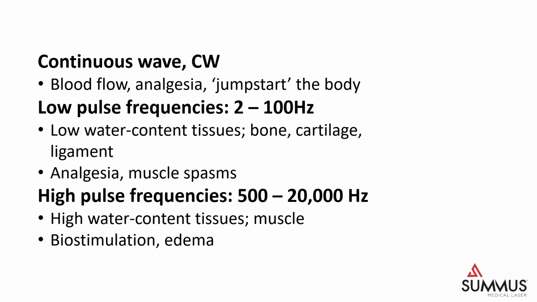To summarize those, continuous wave is best at helping to increase blood flow, inducing analgesia, and helping to jumpstart the body. Low pulse frequencies, where that laser light is pulsing between 2 and 100 Hertz, have better effects on low water content tissues, such as bone, cartilage, and ligament, and they are best at producing the physiological effects of analgesia or addressing muscle spasms. Whereas high pulse frequencies, from 500 to 20,000 Hertz, are better at addressing higher water content tissues, such as muscle, and inducing the physiological effects of biostimulation or helping to reduce edema.